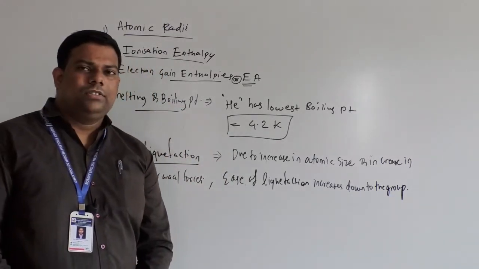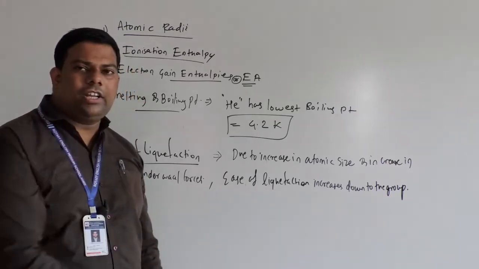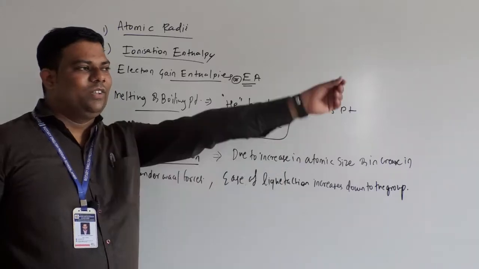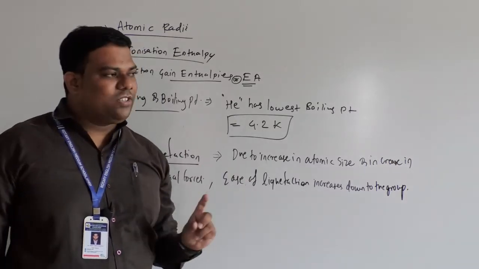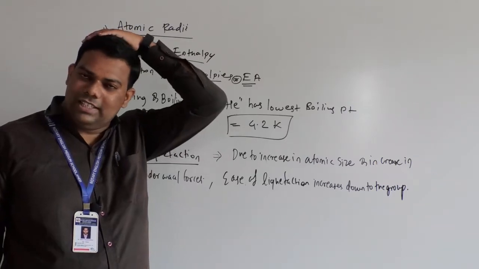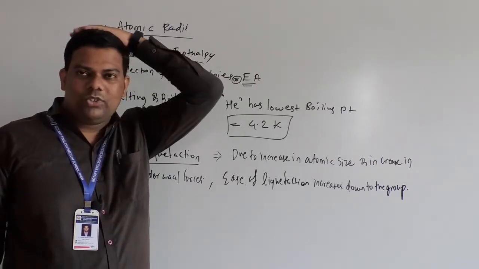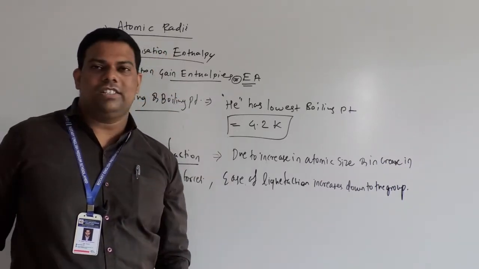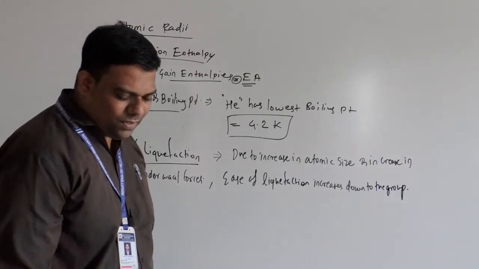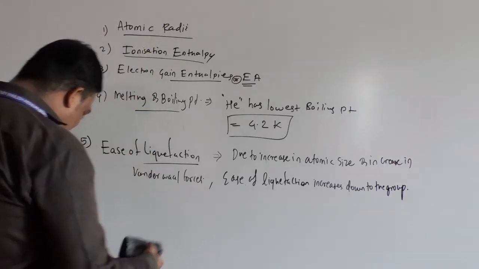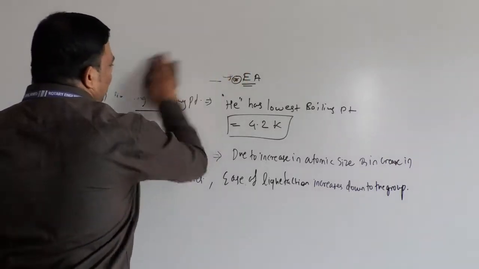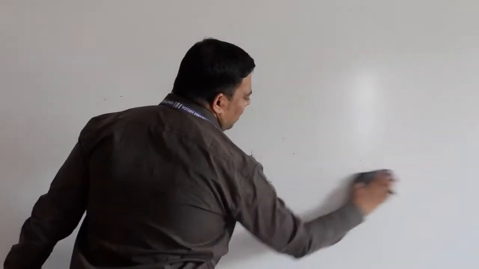Now the question will arise, why does ease of liquefaction increase down the group? Because as we discussed, down the group atomic size increases, one shell is added, so for that reason ease of liquefaction increases down the group. And as you know, ionization enthalpy decreases. Okay, now we will discuss the next point. These are the atomic or periodic properties of group 18 elements, zero group elements, noble gas elements.